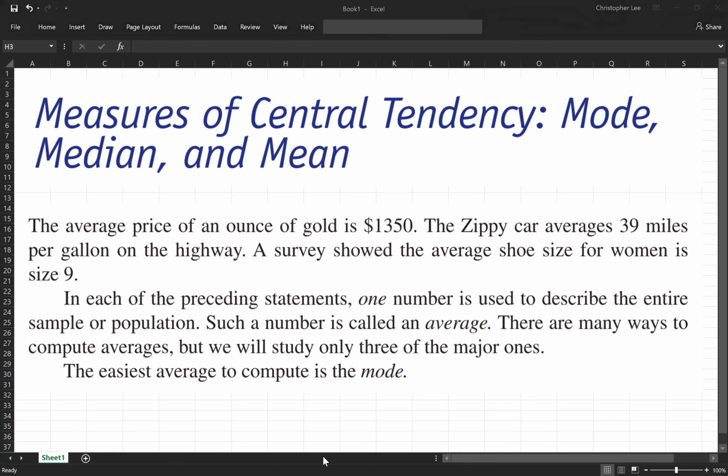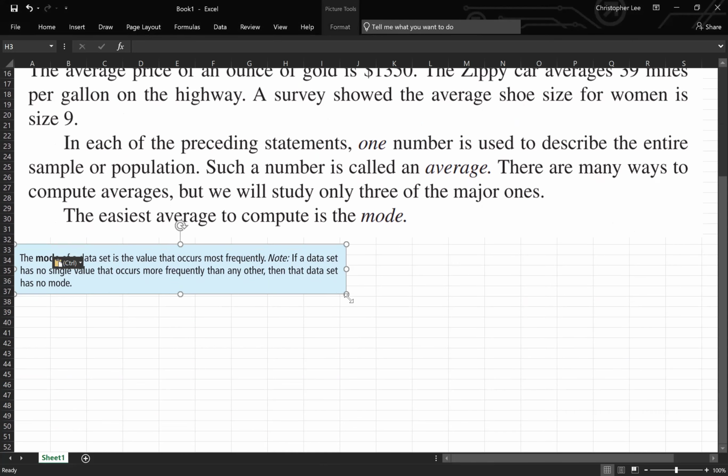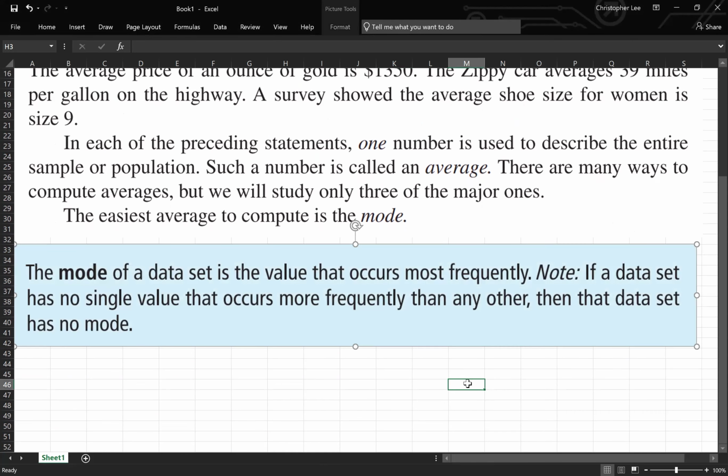So again, mode will not be asked, but I want you all to know the difference. So here you go. The mode of a data set is the value that occurs the most frequently. Note, if a data set has no single value that occurs more frequently than any other, then that data set has no mode. So if I have a set of numbers in front of me, however many numbers there are, the one that repeats itself the most is the mode.